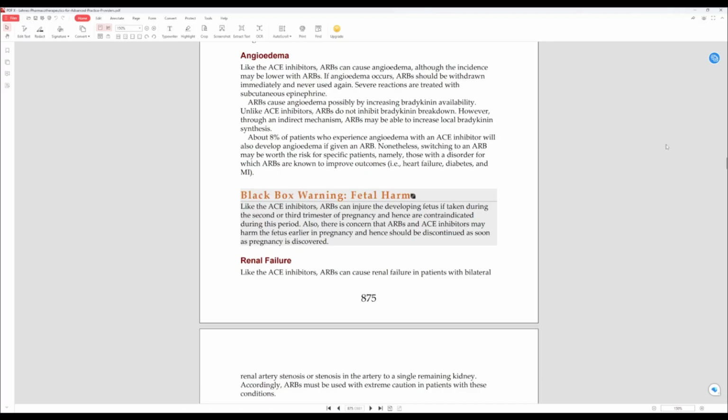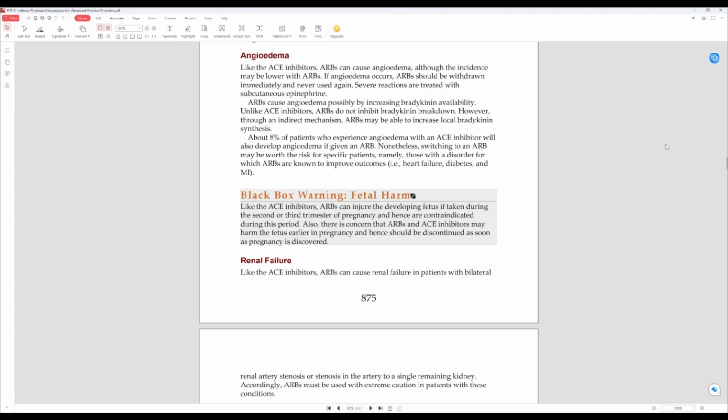If angioedema occurs, ARBs should be withdrawn immediately and never be used again. Severe reactions are treated with subcutaneous epinephrine. ARBs cause angioedema possibly by increasing bradykinin availability. Unlike ACE inhibitors, ARBs do not inhibit bradykinin breakdown. However, through an indirect mechanism, ARBs may be able to increase local bradykinin synthesis.